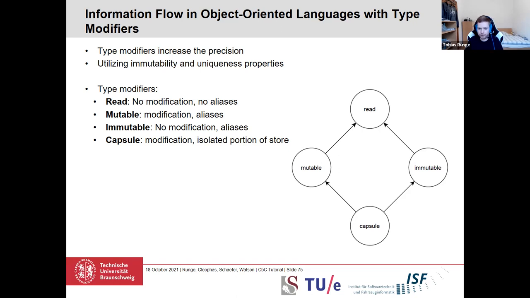And when you want to share it, you can transform it to a mutable or immutable object, and then include it in a bigger data graph, and then others can also interact with this capsule object that is then mutable or immutable. With these different type modifiers, we can deduce whether an object-oriented program is secure or not.